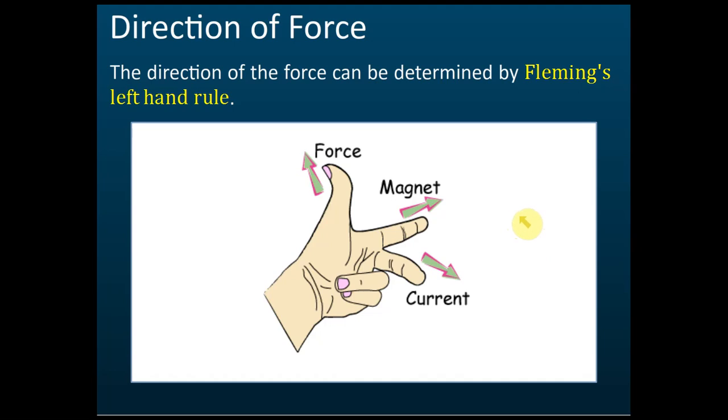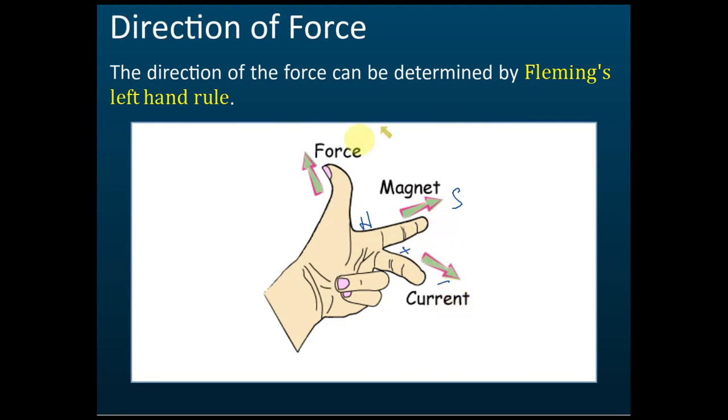The directions of the force can be determined by Fleming's left-hand rule. According to Fleming's left-hand rule, there are two factors that affect the direction of the force. One is the current. Another one is the direction of the magnetic field. The magnetic field always moves from north to south. Current is always from positive to negative.